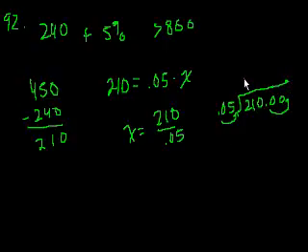So 5 goes into 21 4 times. 4 times 5 is 20. Bring down 1, 2. 5 goes into 10 2 times. 2 times 5 is 10. We're done. So her sales were $4,200, but that's not her total sales.